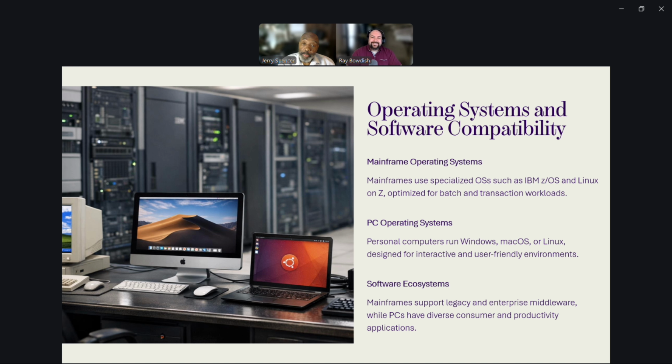So we're going to look at the difference, and to me, this is the main difference. People don't really think in terms of the hardware. They think about what they can do, and that's what the operating system controls. So IBM Z is the operating system for the mainframe. There's also IBM i, which is another operating system, but for our purposes, we're going to talk about IBM Z. Linux on Z is also available.